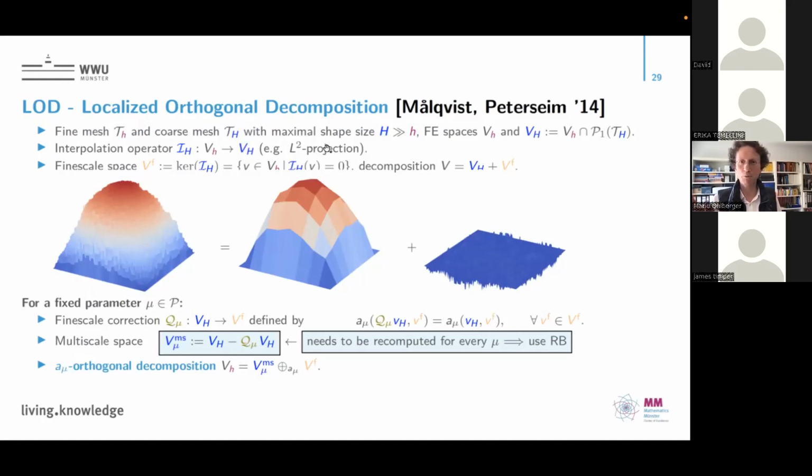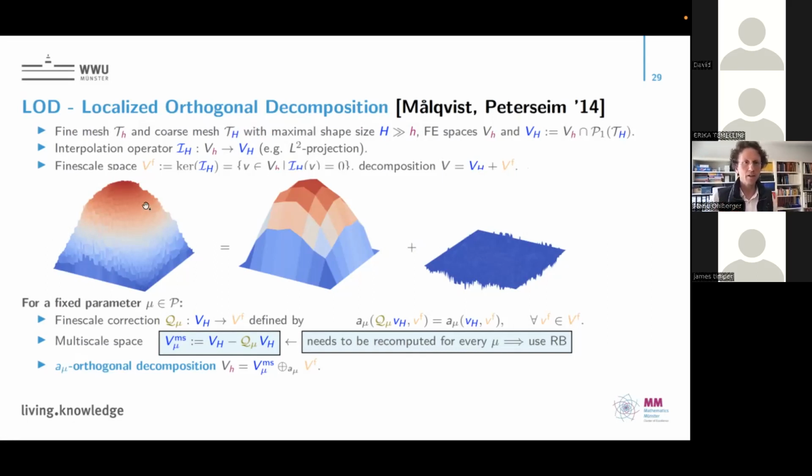This can be an L2 projection or any other interpolation operator. With this, we are able to define a fine scale space, which is just the kernel of this interpolation operator. So everything that is mapped to 0 by this interpolation operator is in this fine scale correction space, VF. And of course, this gives us a decomposition of our original function space into the coarse and the fine component. And this is visualized here.